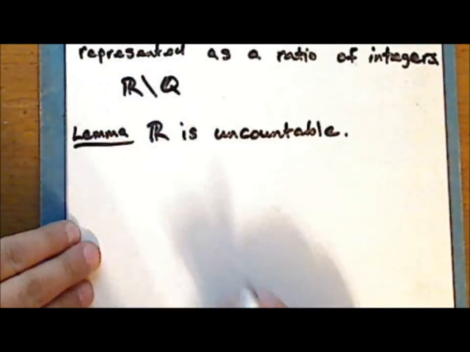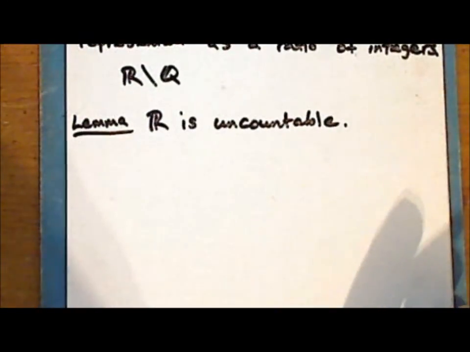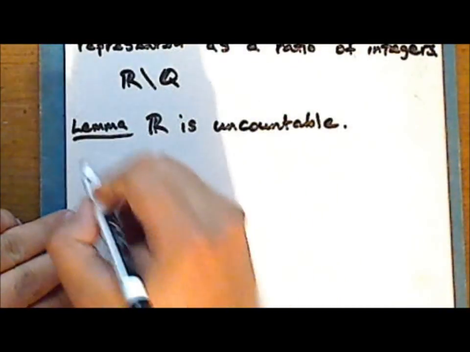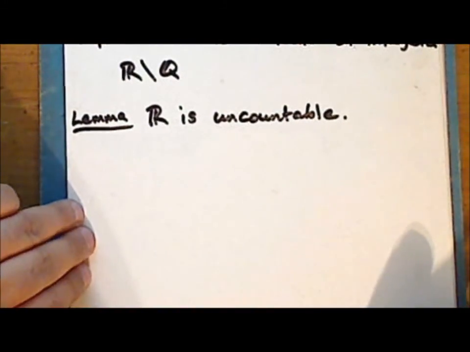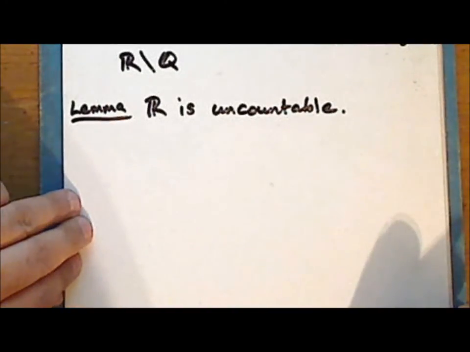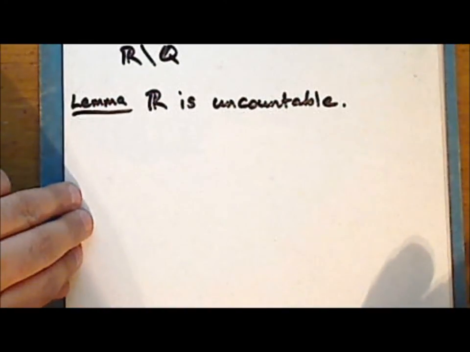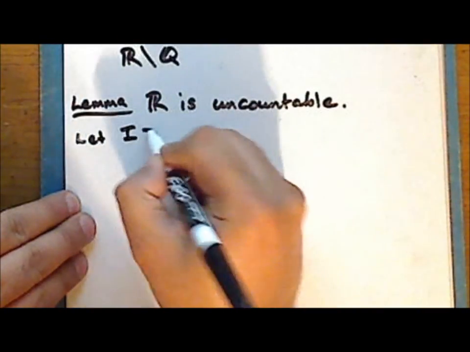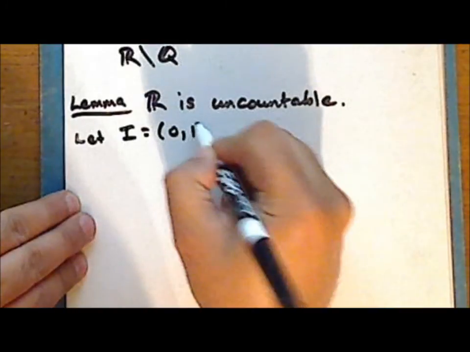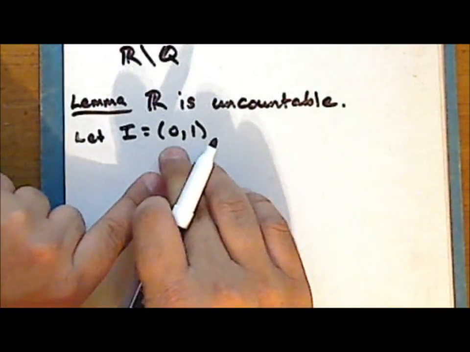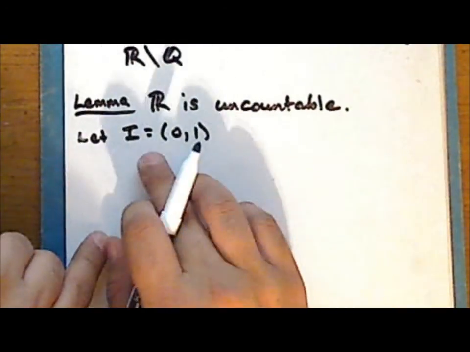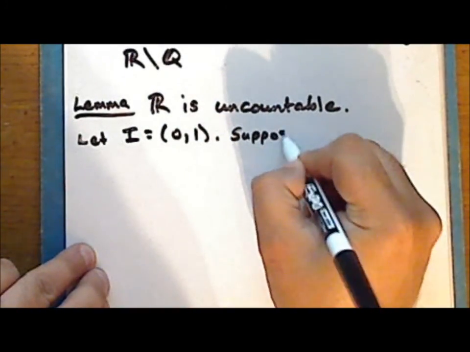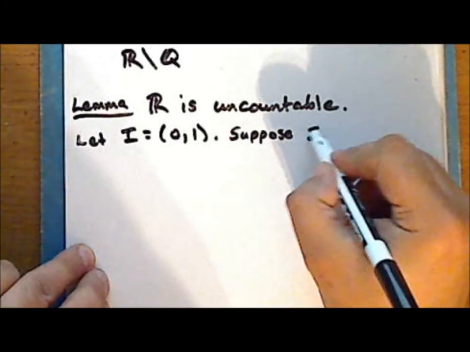First we're going to assume that a subset of the real numbers is countable, and then show by contradiction that it is uncountable. And then as it is a subset of the real numbers, the entire set of real numbers must be uncountable. So let the open interval I be the open interval from 0 to 1. That is, all decimal numbers from 0 to 1, but not including 0 or 1. And we're going to suppose that this interval is countable.